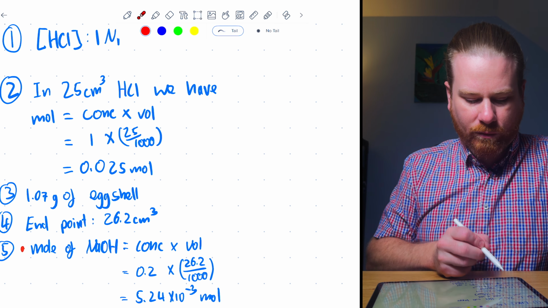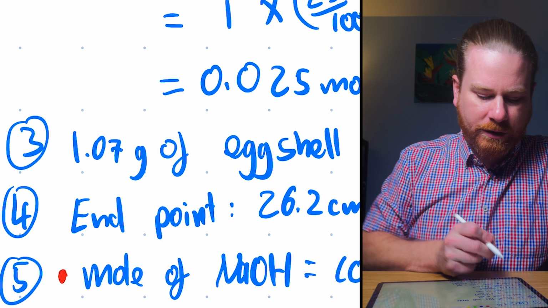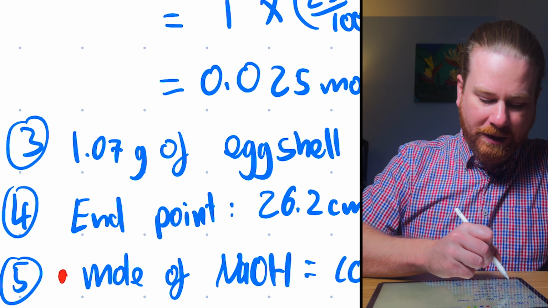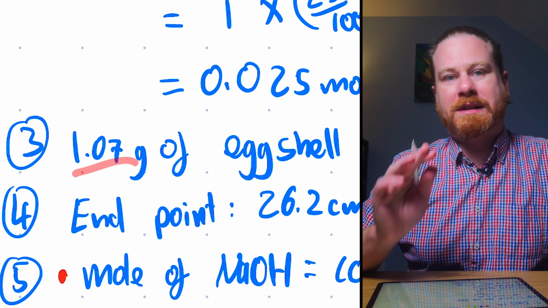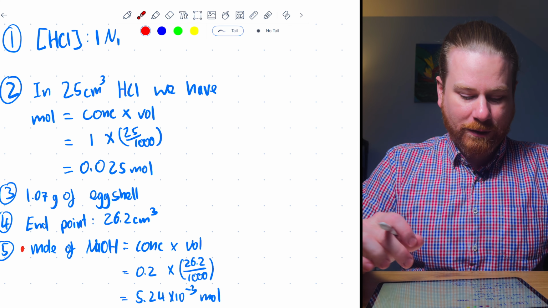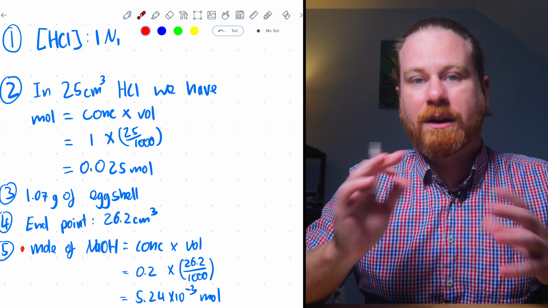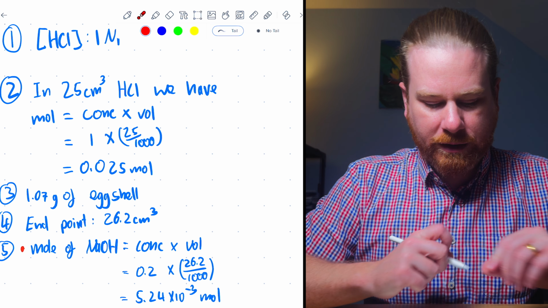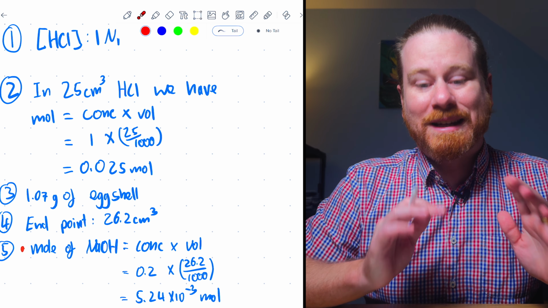Then, in our example, we're going to be measuring out our eggshell. In your method you could aim to weigh out 1 gram of eggshell. It doesn't matter if you don't get exactly 1 gram, but the key thing is that you record exactly what you've got. So we have 1.07 grams of eggshell. The calcium carbonate in the eggshell is going to be reacting with your 0.025 moles of acid.